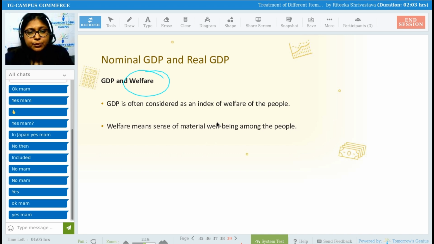Anybody who can tell me what is the meaning of welfare? I don't want the answer which is written in the slide. According to you, what do you all mean by the term welfare?